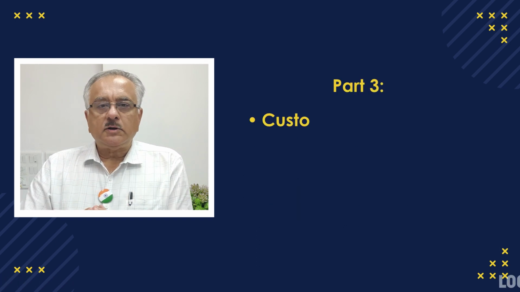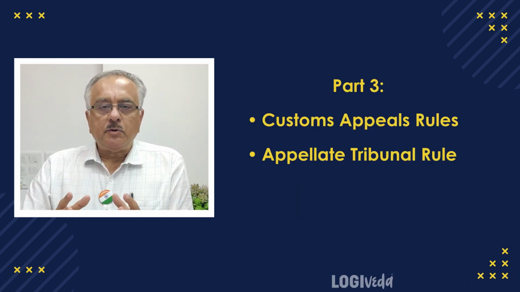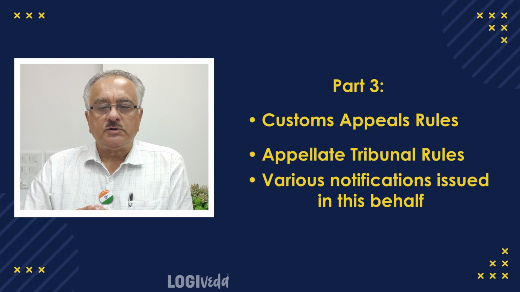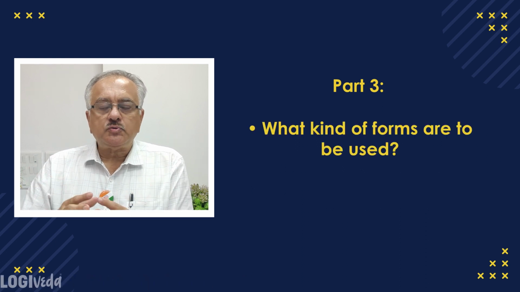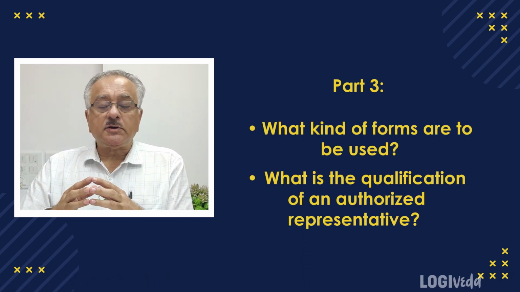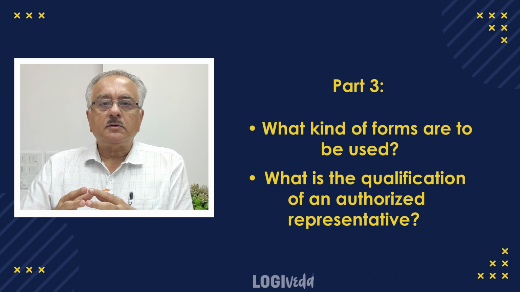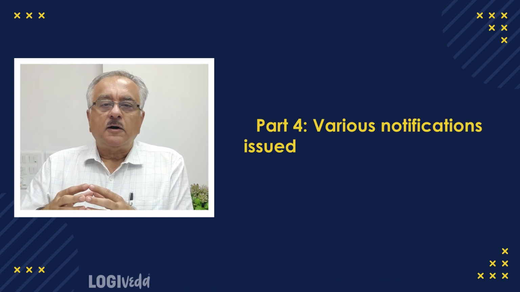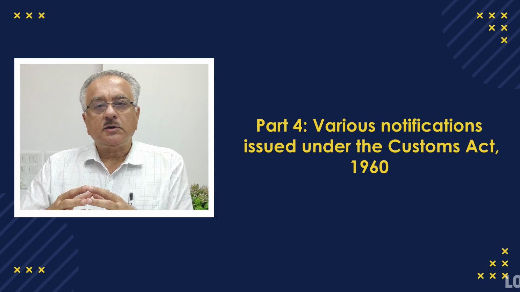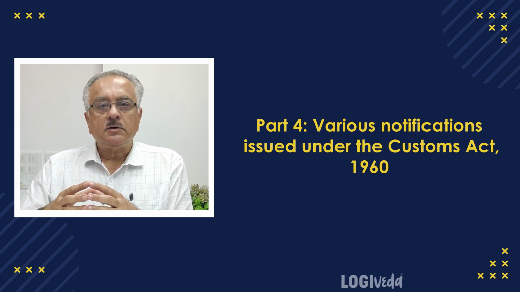Part 3 talks about the customs appeal rules, the appellate tribunal rules, and various notifications issued in this behalf. What kind of forms are to be used? What is the qualification of an authorized representative? All these are covered in Part 3. In Part 4 are various notifications issued under the Customs Act 1962.